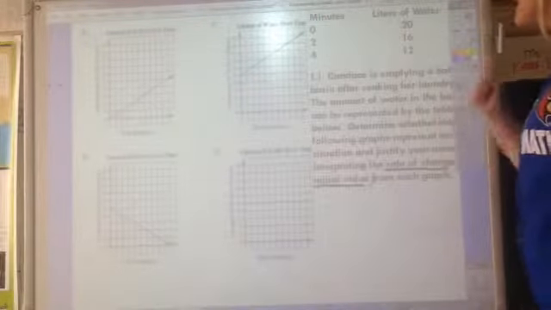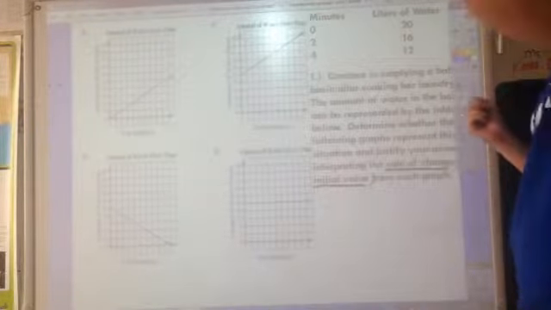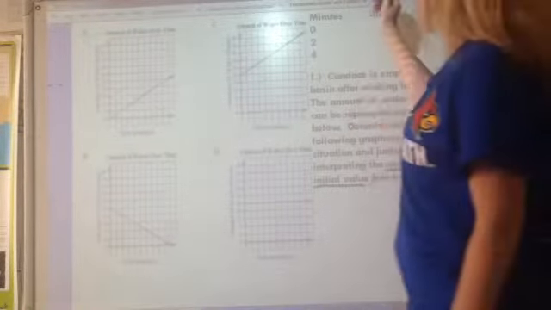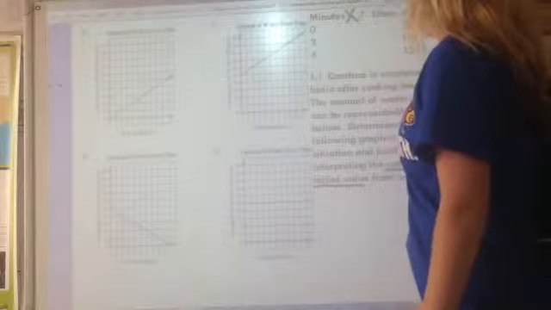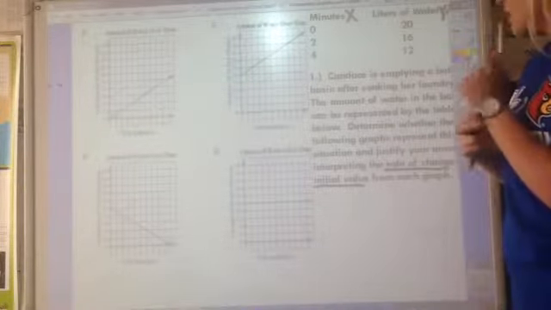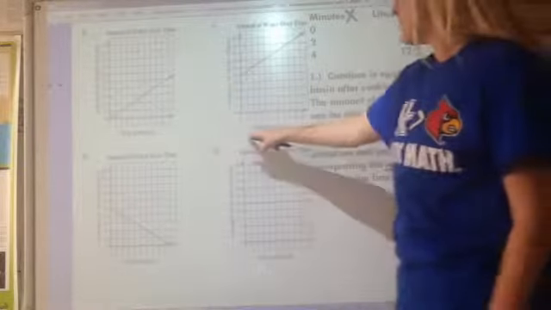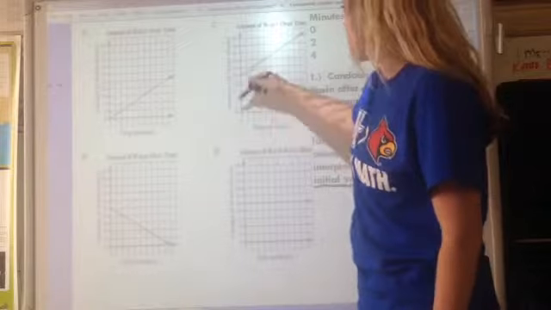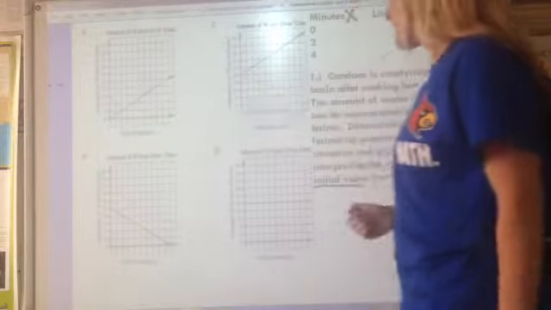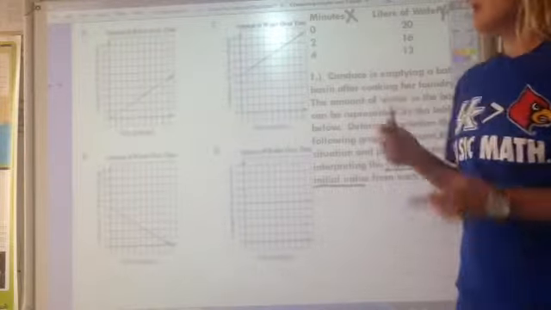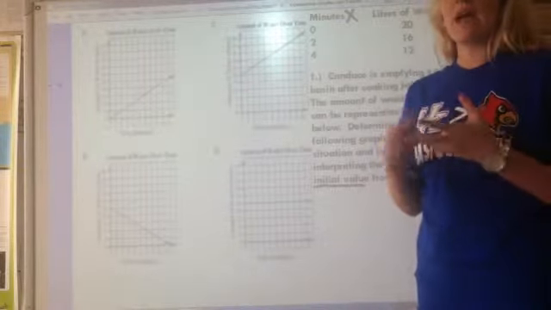So what I need to figure out is, first of all, what my initial value is. Minutes is going to be my x value. Liters of water is going to be my y value. That's represented on each of these graphs. Time is on my x-axis, and water is on my y-axis. So the first thing I'm going to look for is my initial value. Again, my initial value is where x is 0.